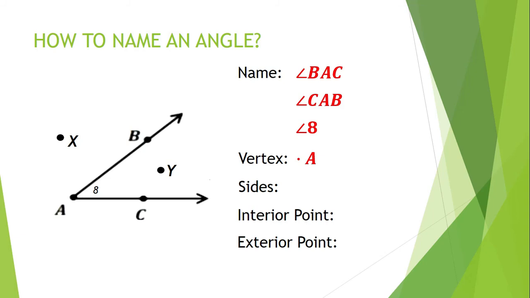And the sides, we have ray AB and ray AC. Don't write it as BA and CA. The vertex always comes first. Ray AB and ray AC. And then the interior points are points that are inside the angle, and we have point Y. While on the other hand, exterior points are the points outside the angle, and we have point X.